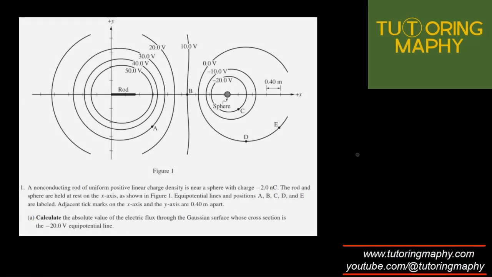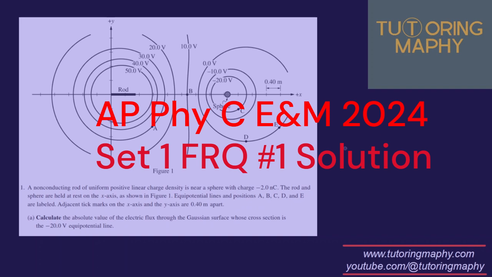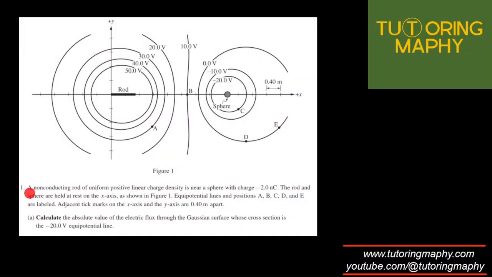All right, this video is on AP Physics C 2024 actual exam E&M set 1 question 1. Let's talk about this one. A non-conducting rod of uniform positive linear charge density is near a sphere with charge of -2 nanocoulombs. The rod and the sphere are held at rest on the x-axis, shown as figure 1. Equipotential lines in position are labeled. Adjacent tick marks on the x and y-axis are 0.4 meters apart.